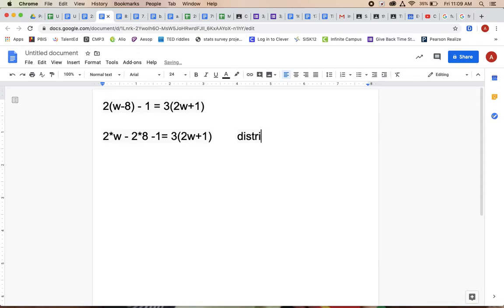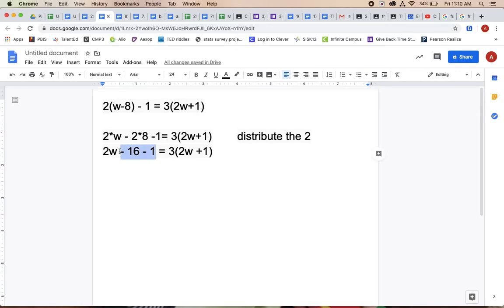Distribute 2. Okay. Now I'm going to simplify it. I'm just going to do the simple multiplication really fast. So 2 times W is just 2W, and 2 times 8 is 16. By the way, I got this minus sign because it was a minus sign up there. And I didn't do anything over here, so I'm just going to leave it alone. Cool.